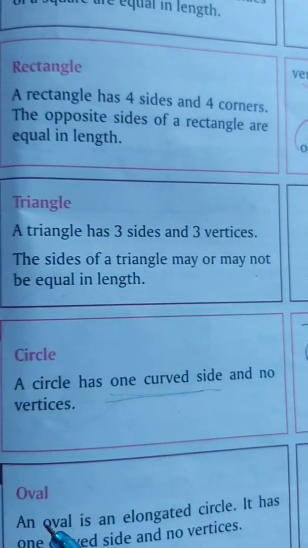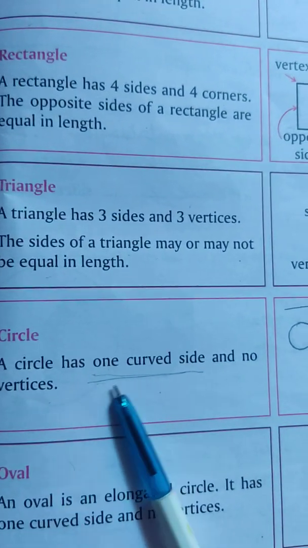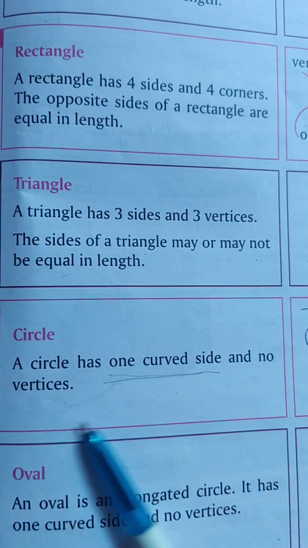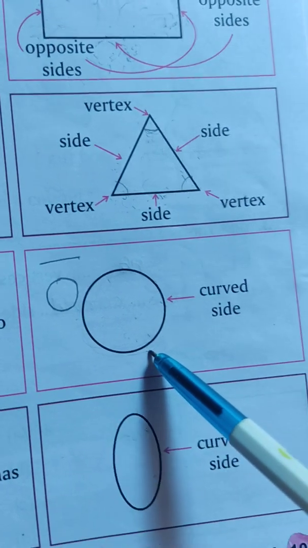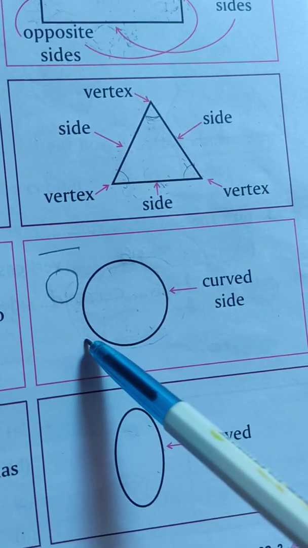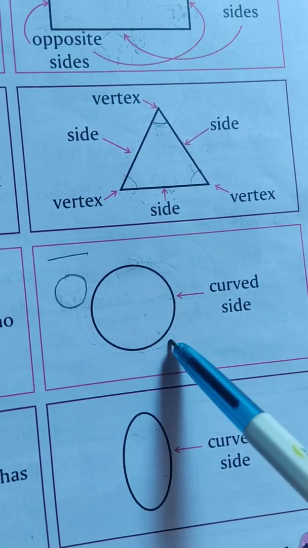Okay. Now a circle. A circle has 1 curved side and no vertices. Means in the circle there are no vertices but only 1 curved side.